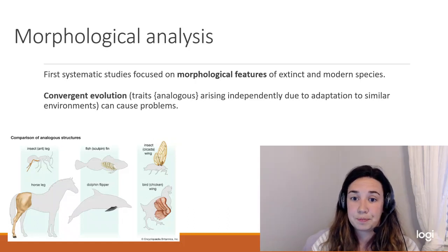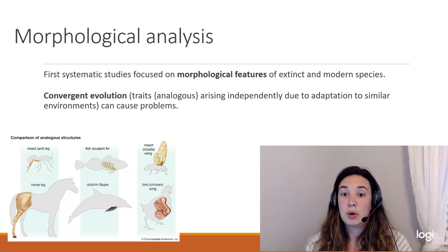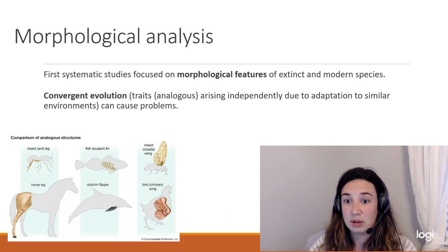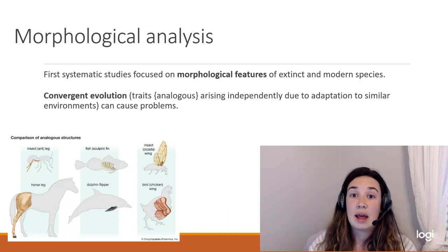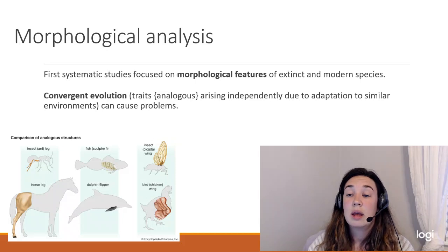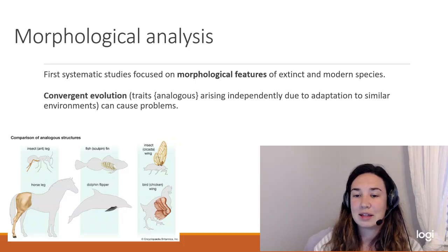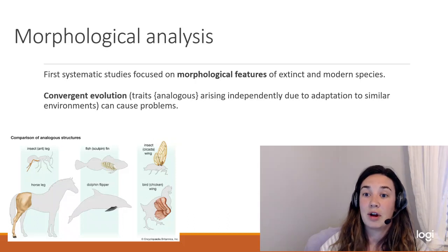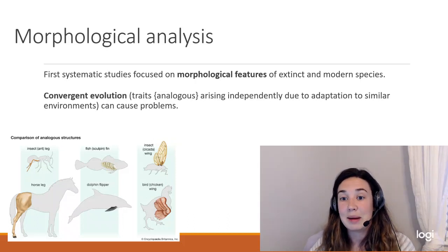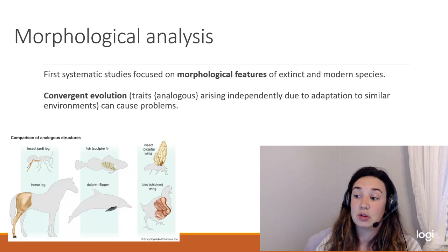When we talk about these morphological features, it's important to always mention convergent evolution. This is when analogous traits arise independently due to adaptation to similar environments, and those can cause problems for folks who are trying to classify organisms, because you want to make sure that they're arising from the same common ancestor, but sometimes it can be difficult to determine what is convergent evolution and what is not.